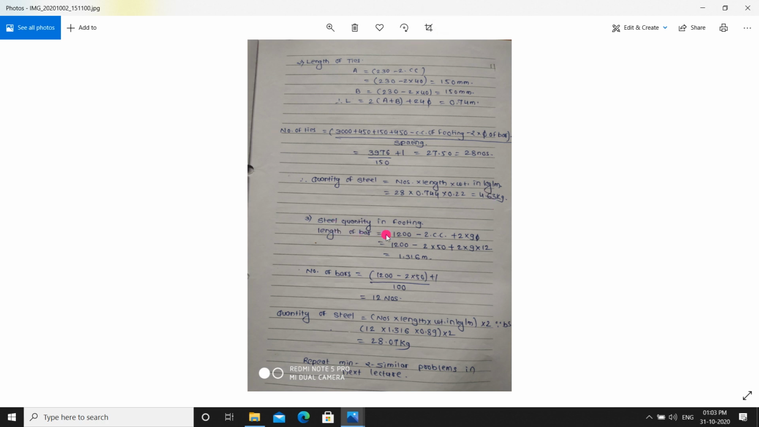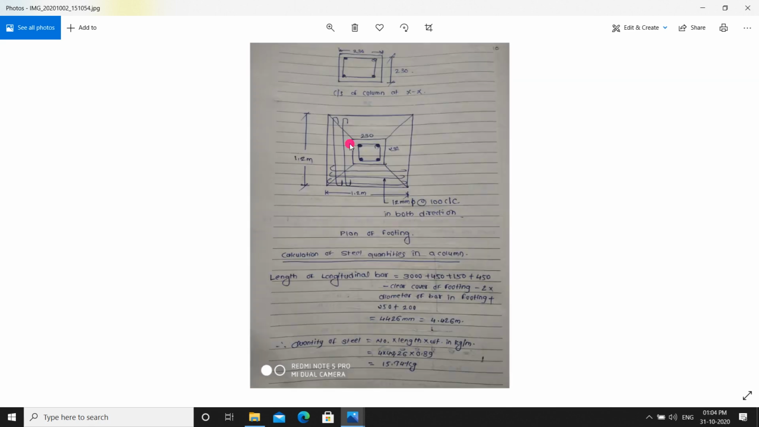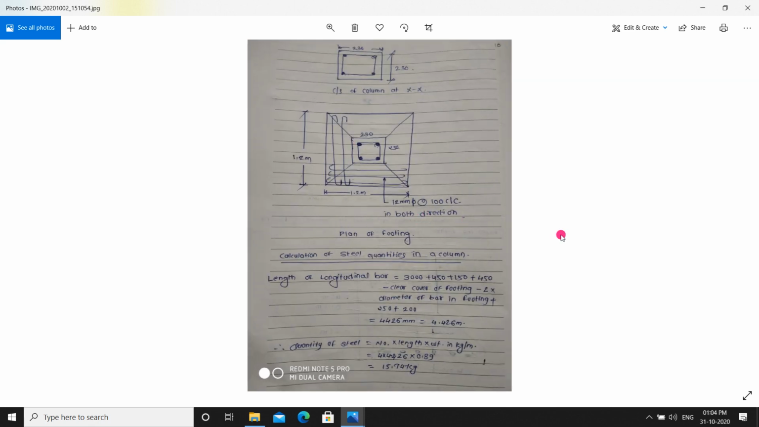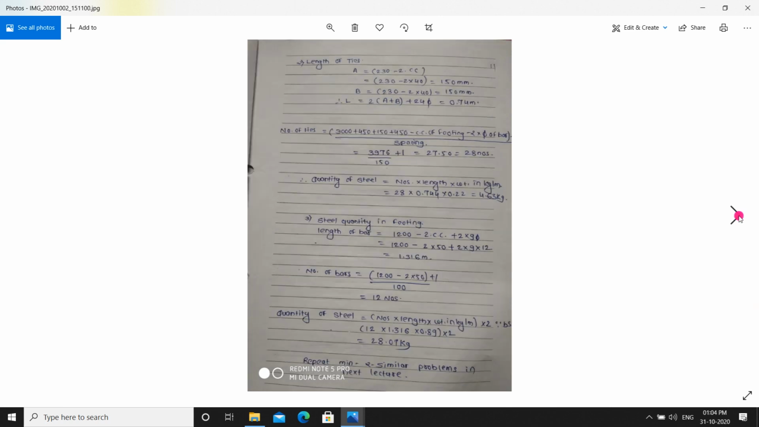Now quantity of steel in footing. We have now seen the quantity of steel in column. Now we'll go further. We'll see the quantity of steel for footing. So the length of the bar is 1200 minus 2 into clear cover plus extra length that is provided for the hook, that is 2 into 9 Φ. So 1200 minus 2 into 50.